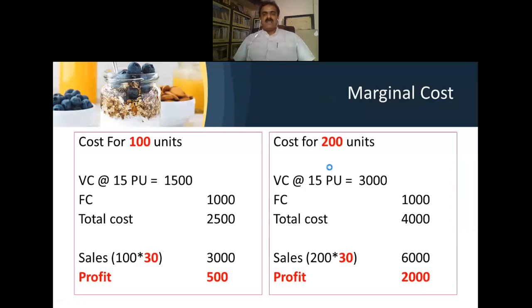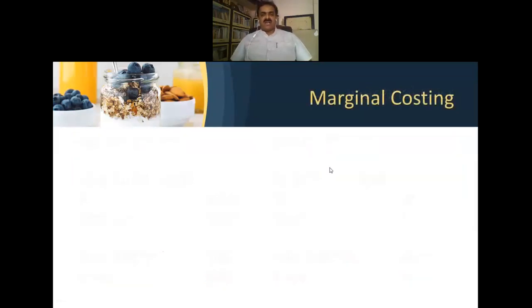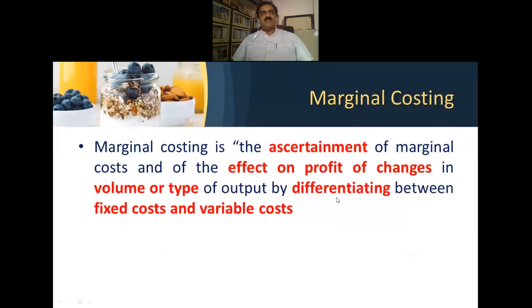Then after identifying this marginal cost, the difference between the actual and the additional expenditure which you may incur, comes to marginal costing. Marginal costing is a technique which we use for ascertaining the marginal cost in order to know the effect on profit of changes in the volume or the type, by differentiating between fixed cost and variable cost. So marginal costing is a tool which we may use for ascertainment of marginal cost.